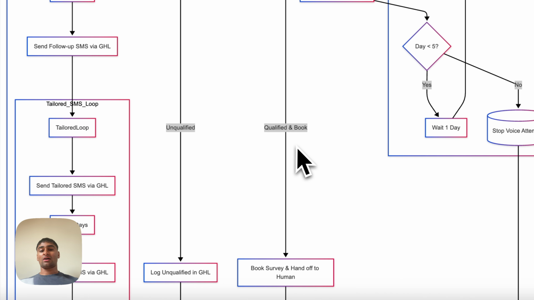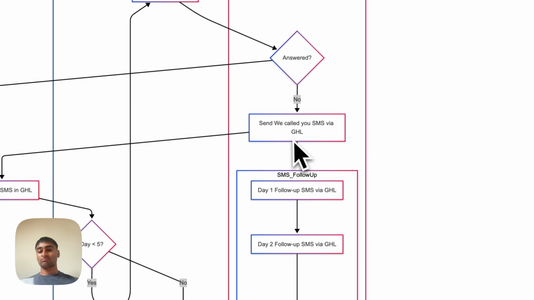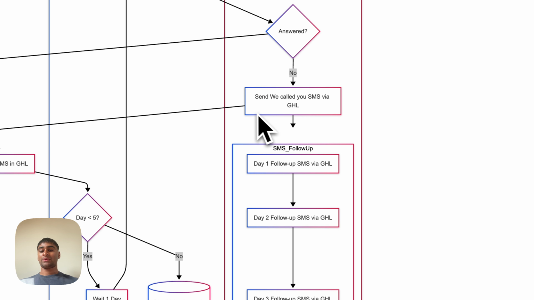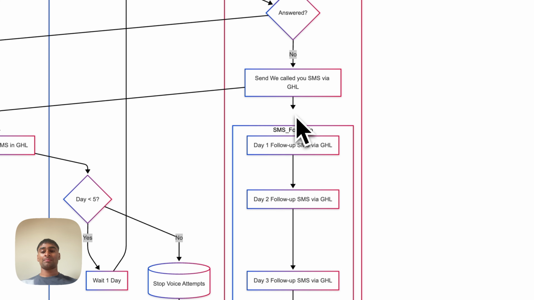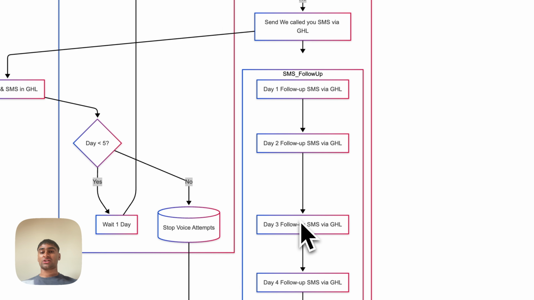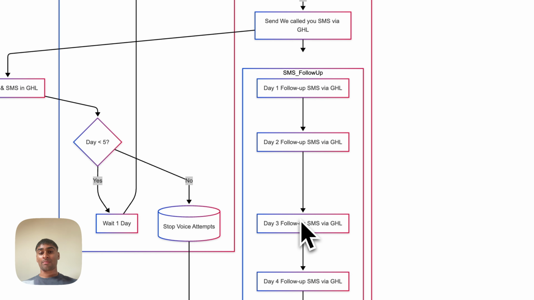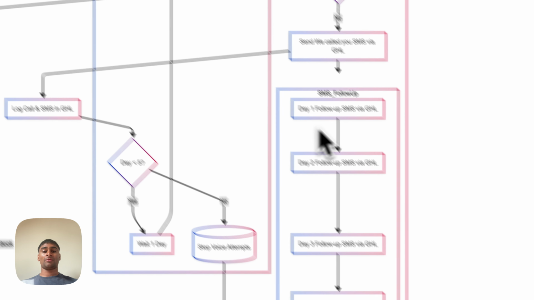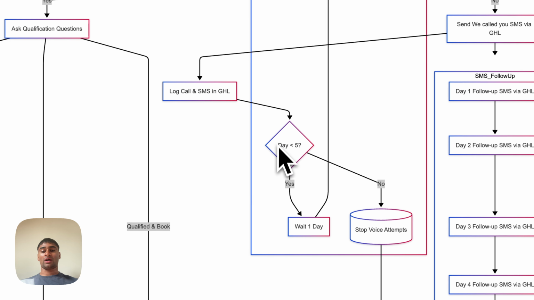But if they don't answer the phone, then we would come through this process. We would send them a message via SMS just to say that we phoned them, but they didn't pick up. We would then send them a few follow-up messages, and we would also log everything within Go High Level. If they don't answer the phone, we would still double dial them every single day for about 5 days. This would be every weekday.